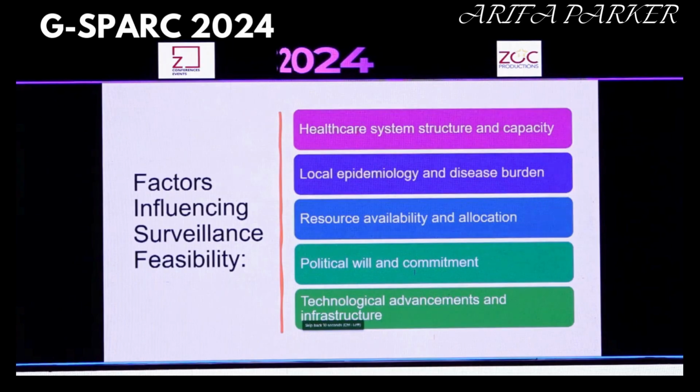pathogens. So there's no one-size-fits-all surveillance strategy, and there are various factors that would make a specific surveillance option feasible. It depends on what your healthcare system structure and capacity is, what the local disease burden is, and what the resources are like. And it's very important to have political will and commitment.